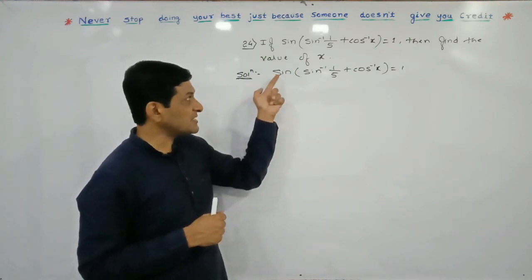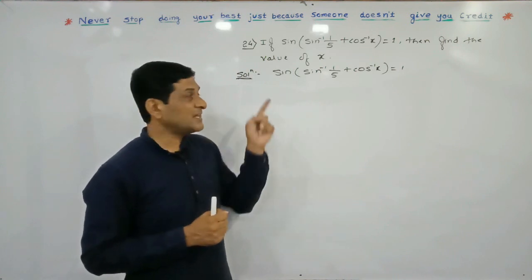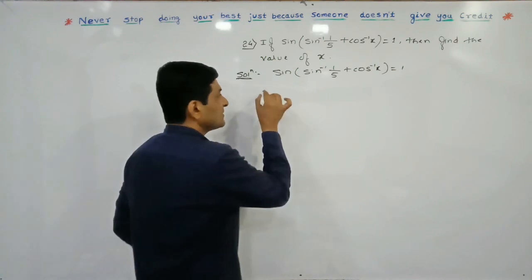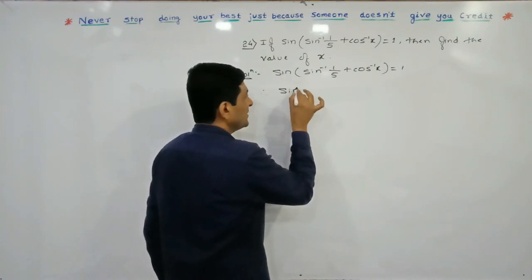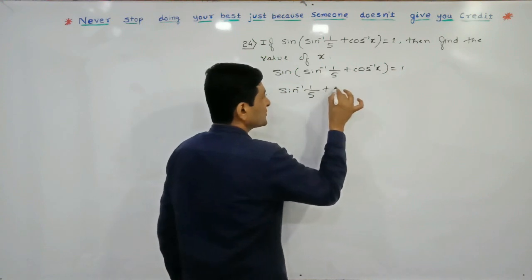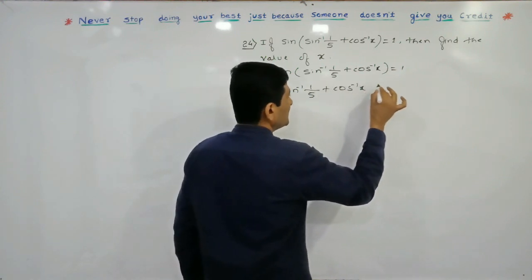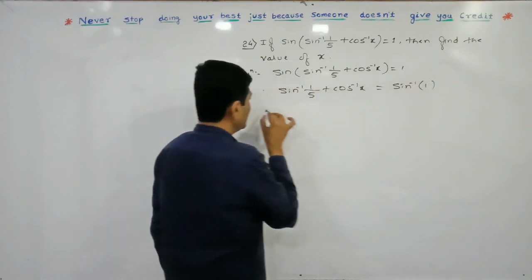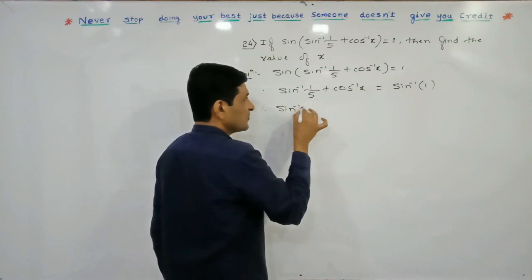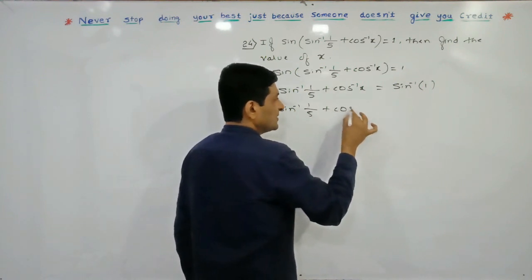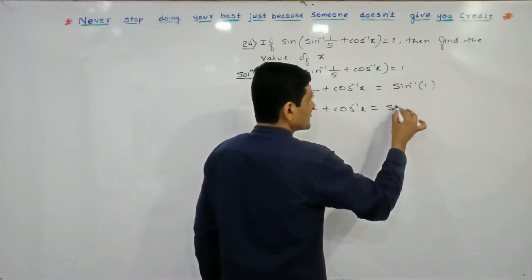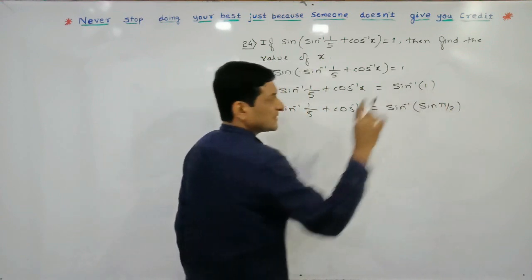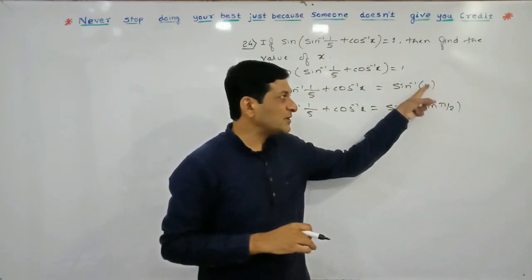First, to simplify it, I am taking sine inverse on both sides. If we take sine inverse of the left hand side, then sine inverse and sine will get cancelled. What is the remaining term on this side? Sine inverse of 1 by 5 plus cos inverse of x. And if we take sine inverse of the right hand side, on this side we will get sine inverse of 1. So sine inverse of 1 by 5, keep it as it is, plus cos inverse of x also as it is. On this side, sine inverse, keep it as it is, 1 can be replaced by sine pi by 2. We know that the value of sine pi by 2 is equal to 1.